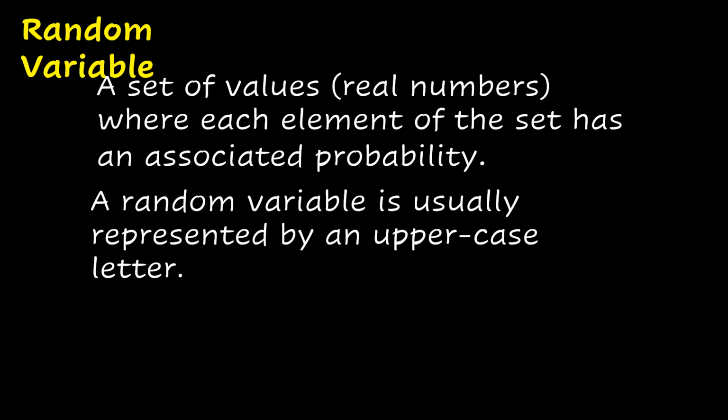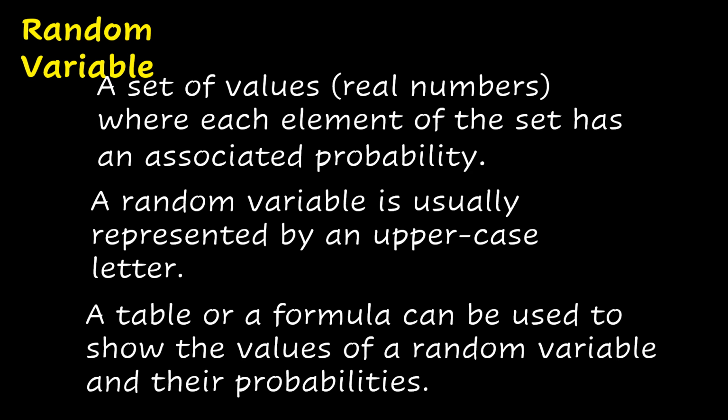Now, to show the probability and the values of the random variable, we use a table or we use a formula. This table or formula is called the probability distribution of the random variable. So let's have an example to show how a probability distribution is going to be constructed. Here's our example number one.